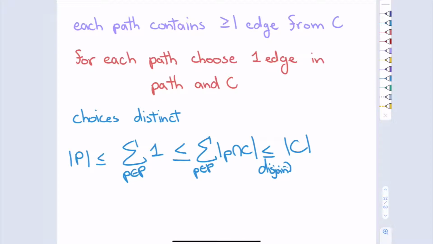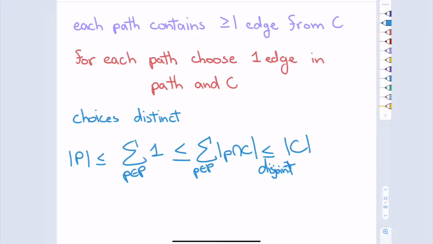So again, we just do 1 point per path. There's at least one edge from the cut in every path, so |P ∩ C| is greater than or equal to 1. And then the fact that those sets in the sum are disjoint lets us combine everything. There's no overlaps. Simple enough.